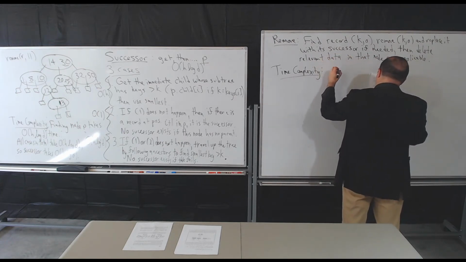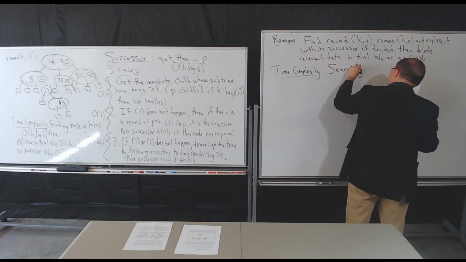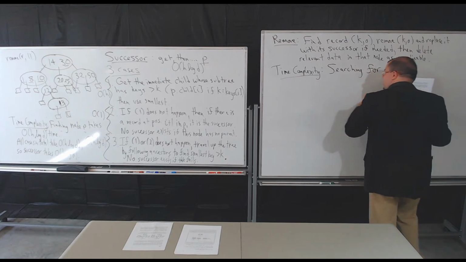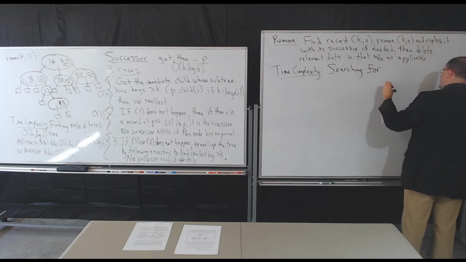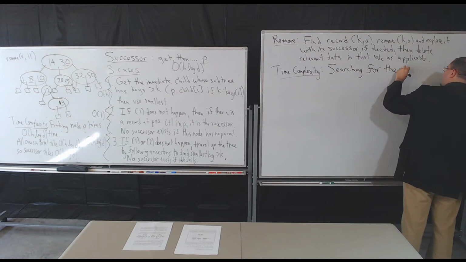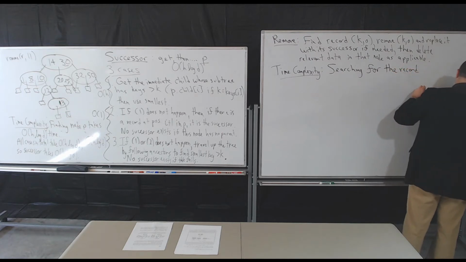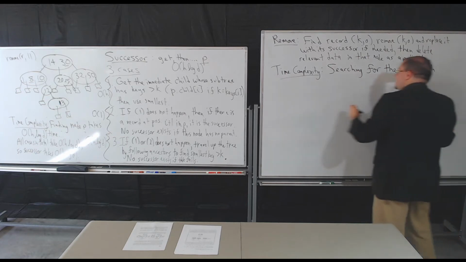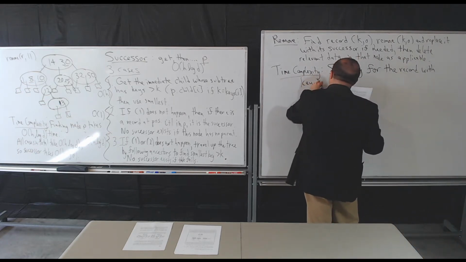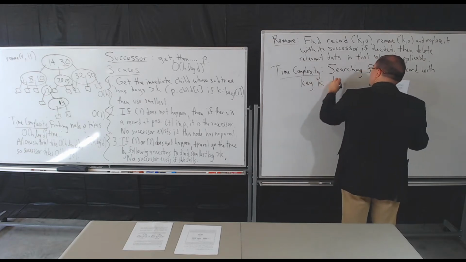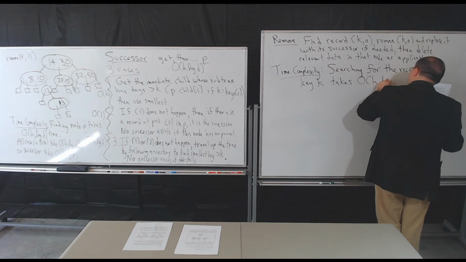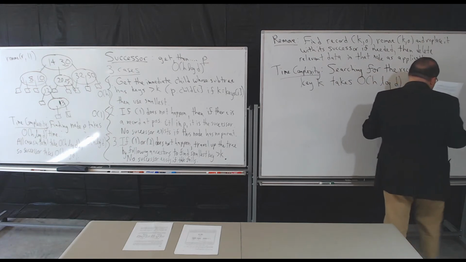So let me write this down. Searching. First we have to perform a get operation, right? Whatever modification we need to make. Search for the record with key K takes, how long? It was h log d, right? It was h log d.